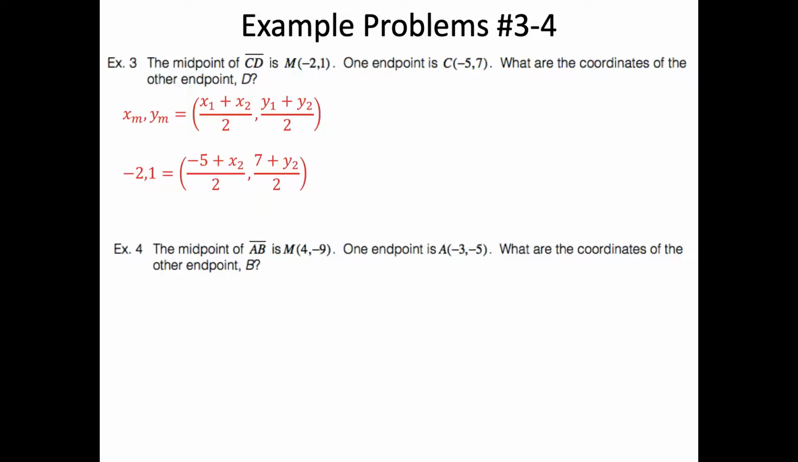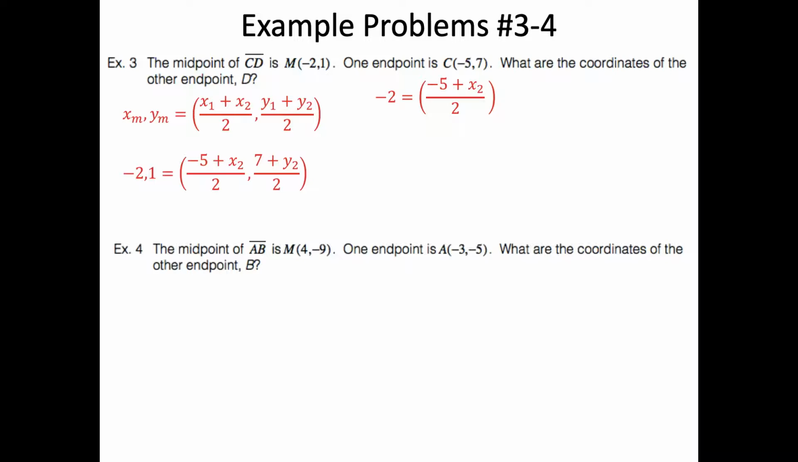And then my one endpoint is (-5, 7). So I'm going to put that in for x1, y1. So it's negative 5 and 7. Plug that in. So now I have an equation. Okay, I'm going to break that up into two equations, one for x, one for y. Here's the one for x. Negative 2 equals negative 5 plus x2 over 2.